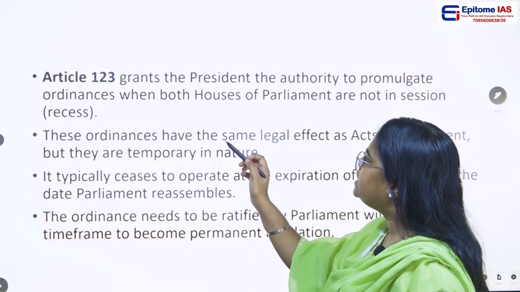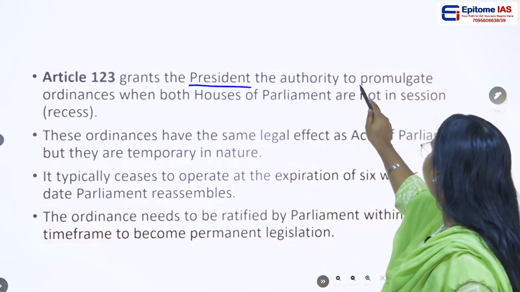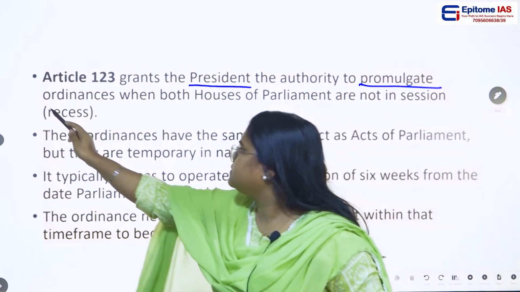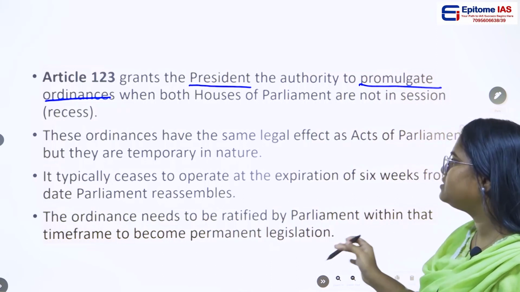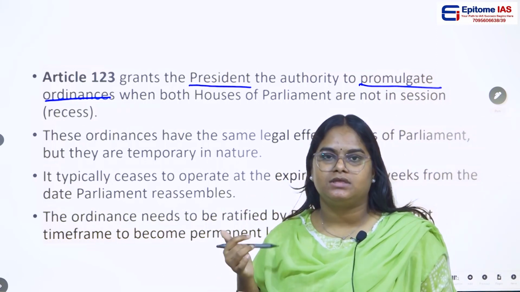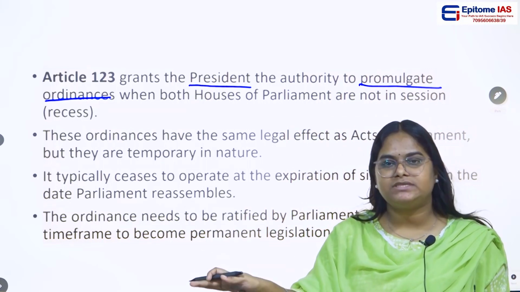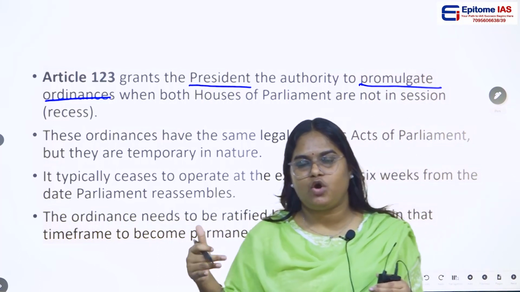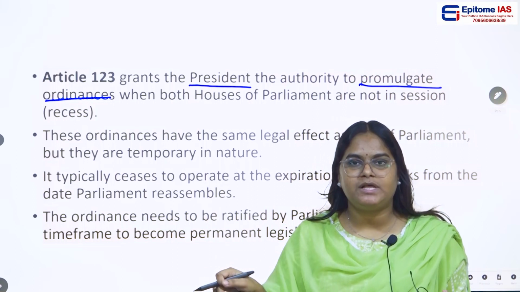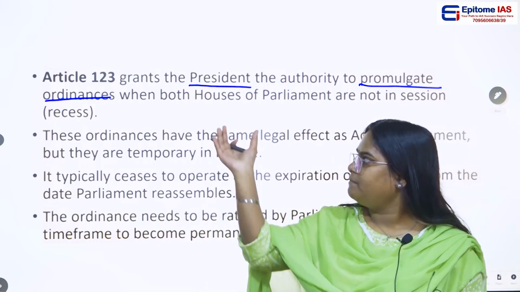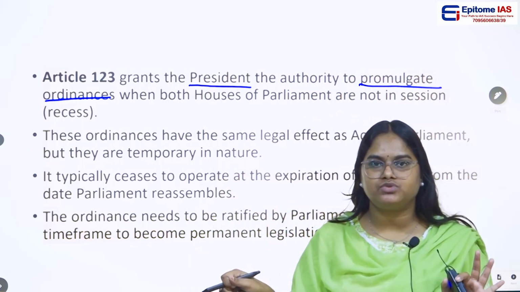If you see here, Article 123 grants the President the authority to promulgate ordinances when both the houses of Parliament are not in session. We call it recess. That is, when both the houses, or either house, are not in session, and the ordinary way of passing a bill and getting assent from the President is not possible, then there is a provision of ordinance making power given in Article 123 of the Constitution.